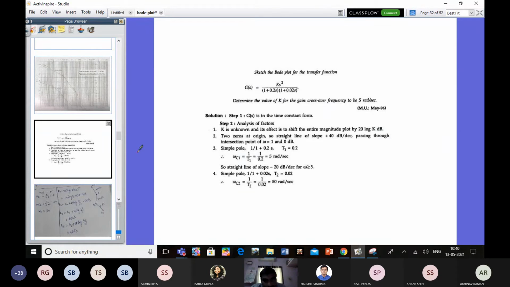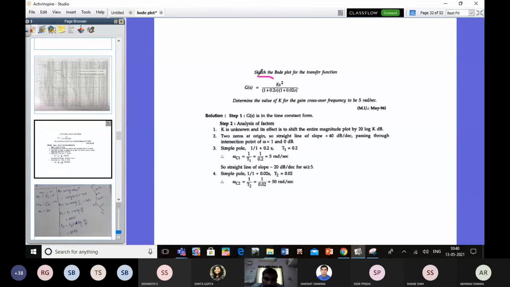Gain crossover frequency to be 5 radians per second. There is not going to be much difference. It is the same, only small changes here. The plot, all these things, should be the same. Here we don't know the value of k. Assume the value of k is equal to 1 and proceed with the entire problem, same as the previous problem. Tell me now what we have to do.